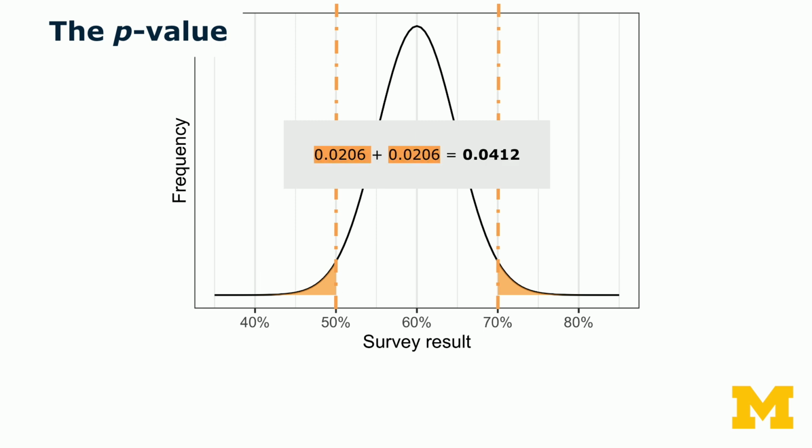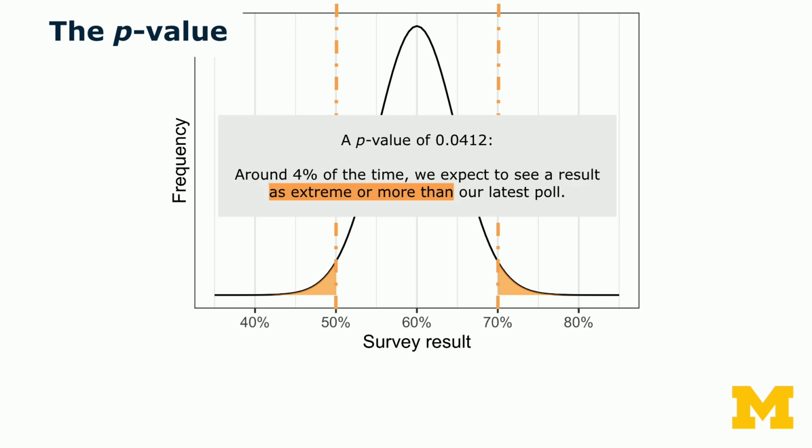And then we add those up, right? So we add those together, and we get this number 0.0412. What does that mean? A p-value of 0.0412. It's too many decimal points, but I'm just showing you, I want you to appreciate that it is a continuous number, but it's often silly to include this many decimal points in real life.